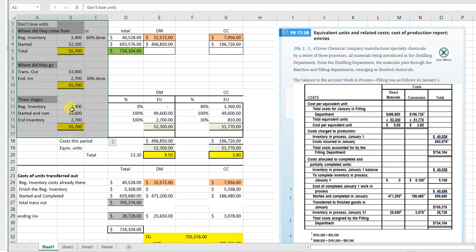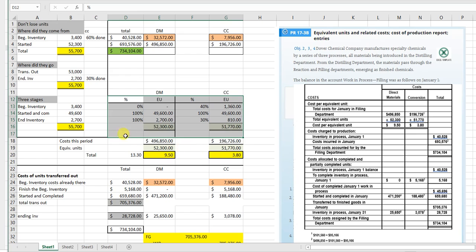Don't lose your units. Figure out your units. Step 2, figure out your equivalent units. Step 3, we're going to figure out your cost per equivalent unit. Now remember, I wrote my costs up here. The solution doesn't write the costs up there, but I do, simply so I have it on my spreadsheet and I can use it.